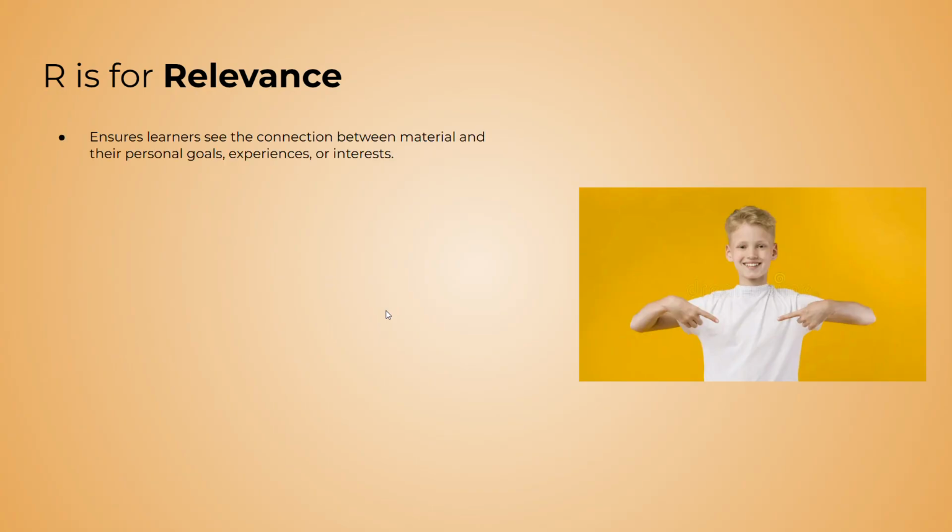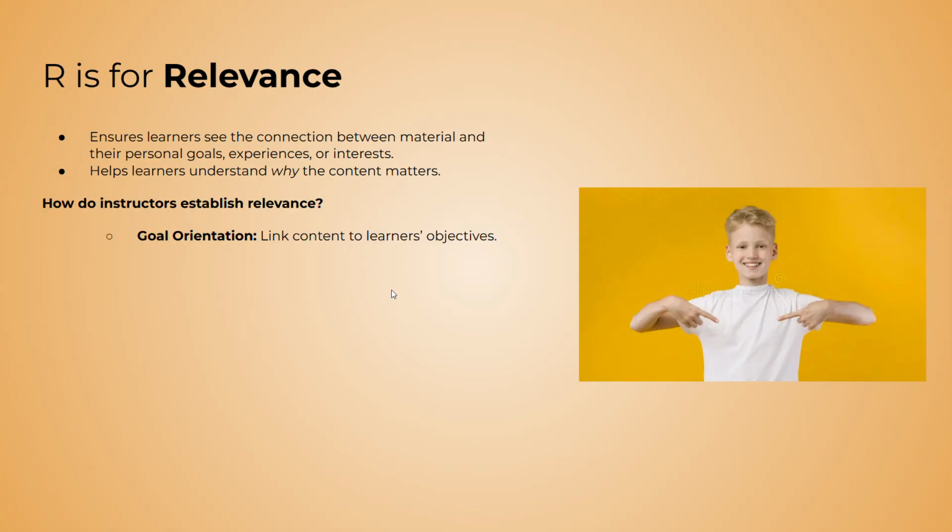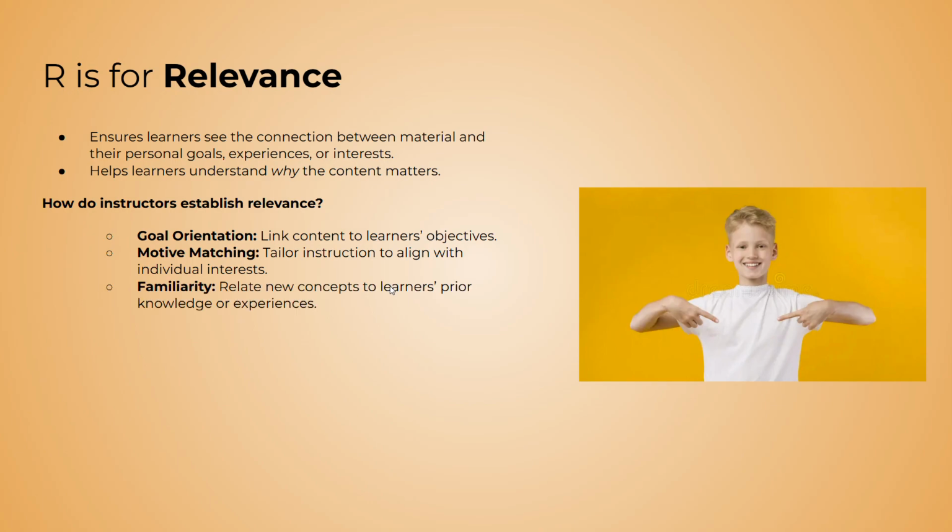So R is for relevance. This ensures learners connect material to themselves and their personal goals and interests, and it helps learners understand why it matters because it makes it relevant to them. So instructors establish relevance by goal orientation, by linking it to learners' existing objectives and their existing motives. What are they interested in? And it makes things familiar by relating concepts to learners' prior understanding, knowledge, and experiences.